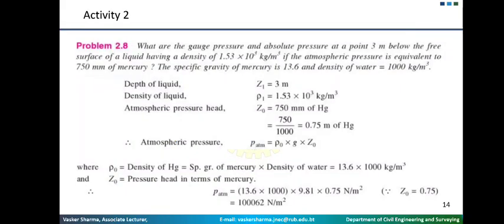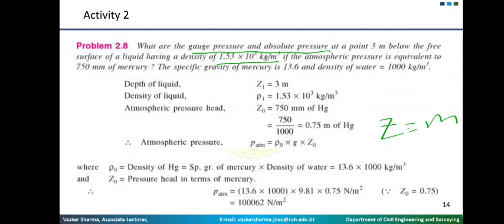So here you have activity 2. You are asked to find out the gauge pressure and absolute pressure at a point 3 meters below. So depth z is given as 3 meters from the free surface of the liquid, and this has a density of 1.53 × 10^3.